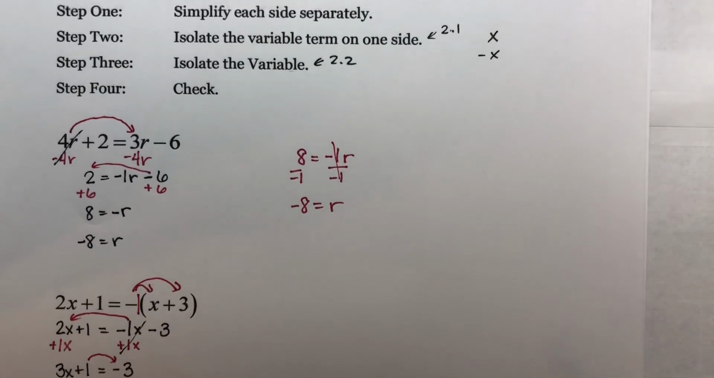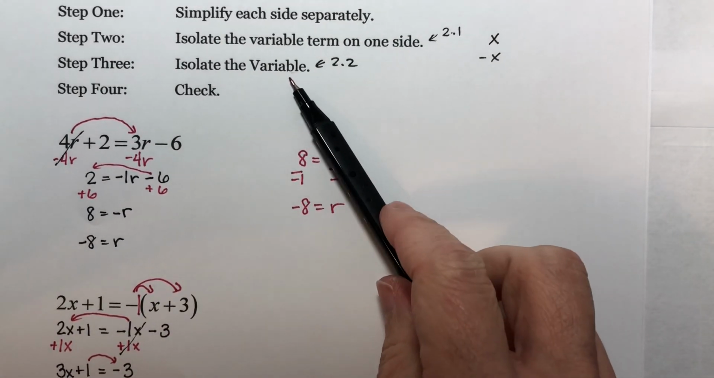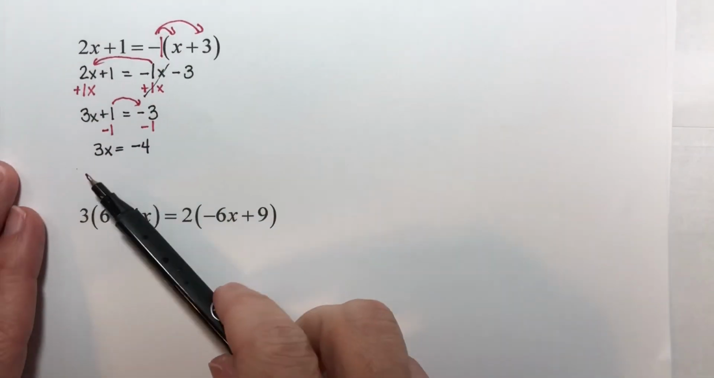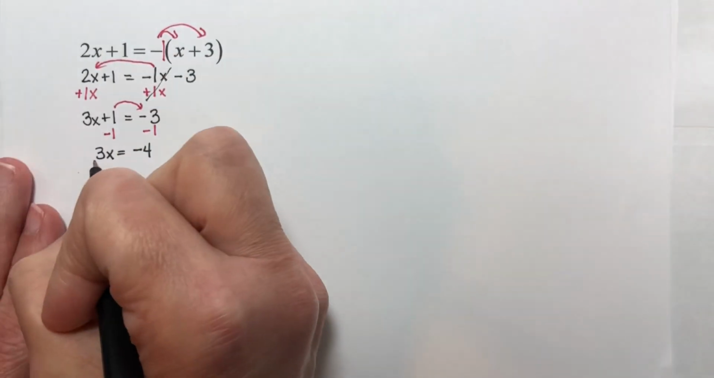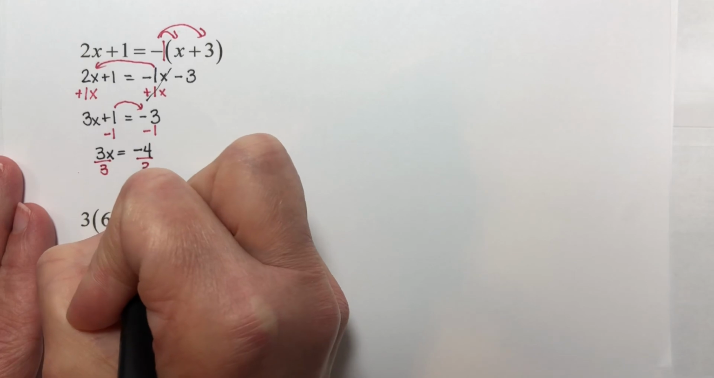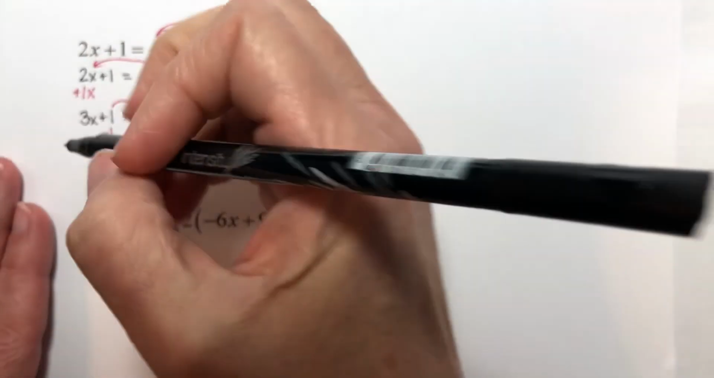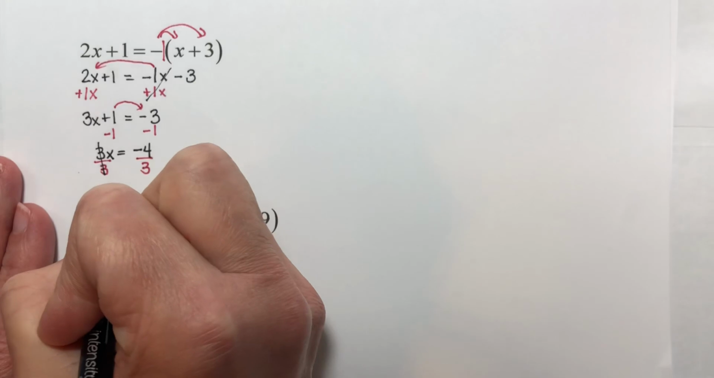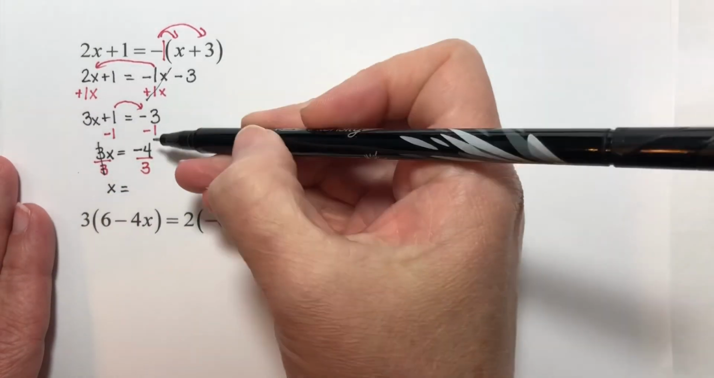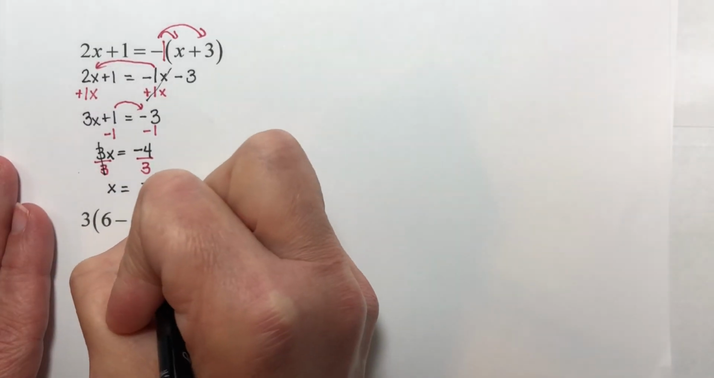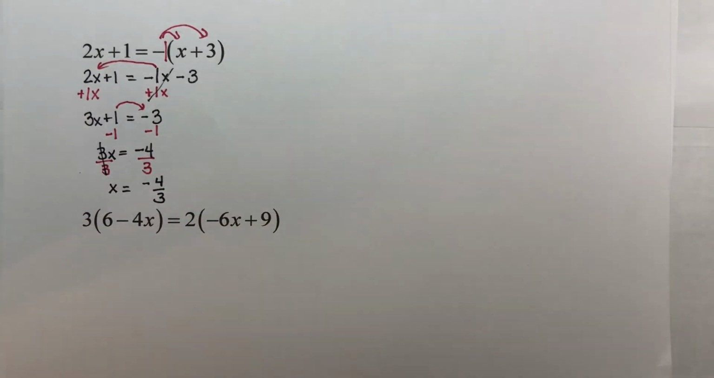Now, isolate the variable. This is section 2.2. I need to divide both sides by 3. Three divided by 3 is 1, so this is just x equal to negative 4/3. That is a fraction in lowest terms. It is a perfectly good answer. If you were asked to switch to a mixed number or a decimal approximation, then the directions in my math lab would tell you to do so in blue near the blank.